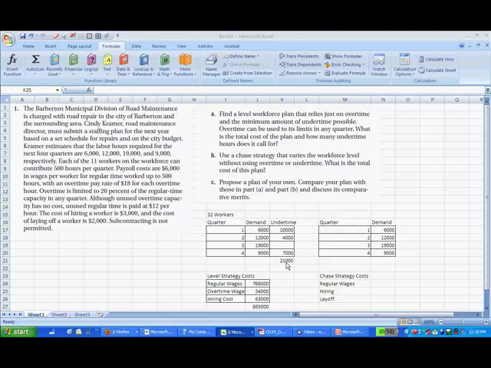In part B of problem 1, we're going to use a chase strategy that varies the workforce level without using overtime or undertime, and find out what the total cost of this plan is.